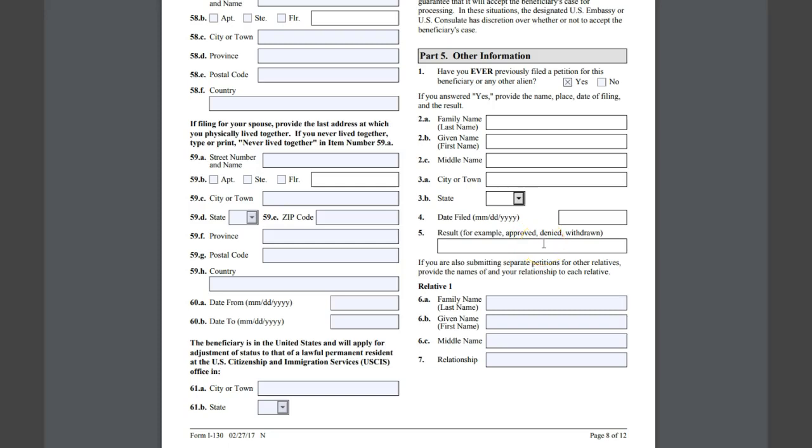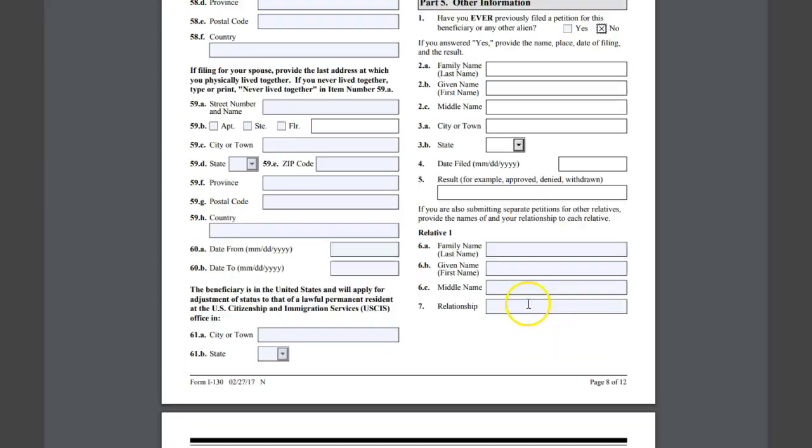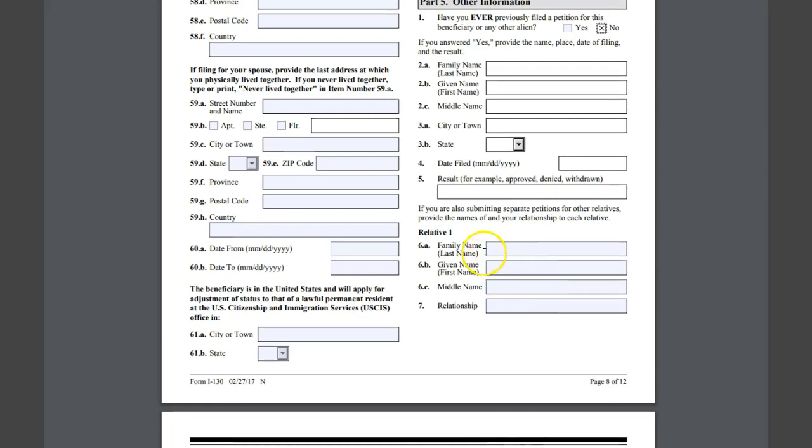Okay, now I hope you understand. But I know for most people that's going to be their first experience. They never filed for anyone. They're just going to put no. It can be no, but you still may have an answer for question six. It's another question that's different. They say if you also submit it. Let's understand what they're asking.